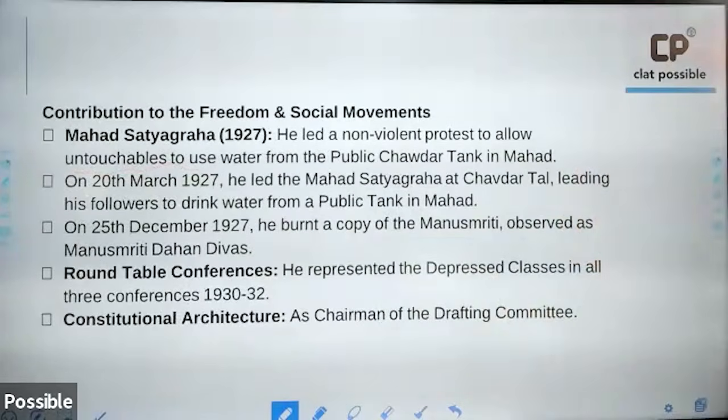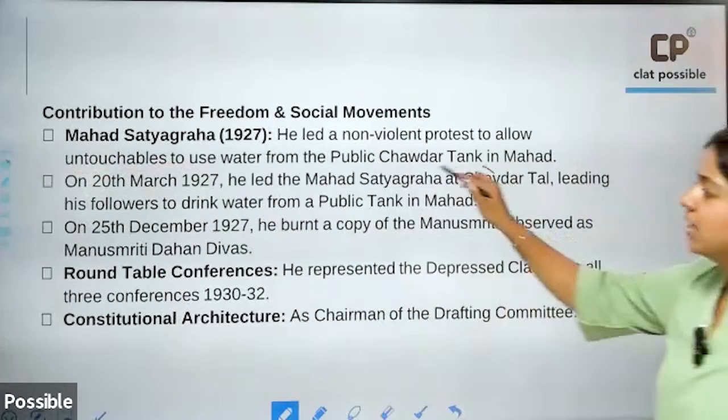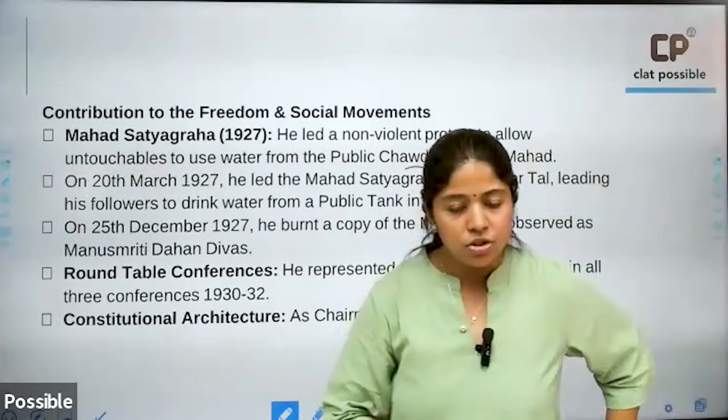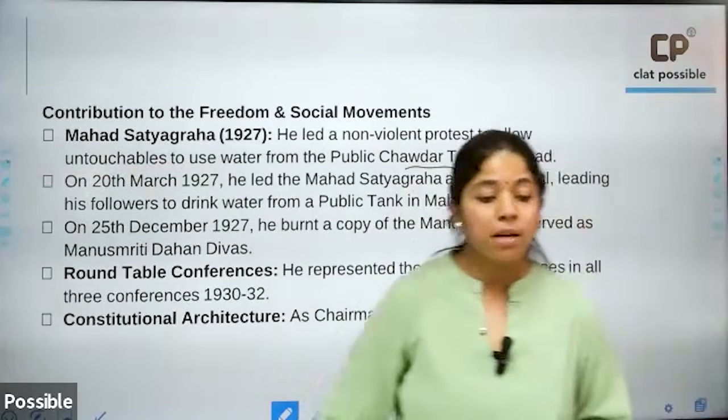What have been his major contributions? He undertook the Mahad Satyagraha in 1927. Now, what was the Mahad Satyagraha? This particular Satyagraha was specifically undertaken because naturally there were caste discriminations with respect to access to public places.